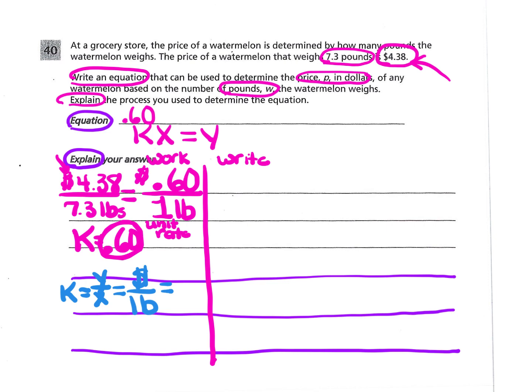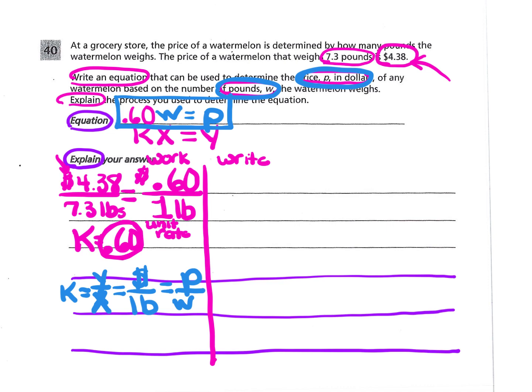But we can't use Y and X. We have to use the letter P for dollars. So wherever there's a Y, we're going to put in the letter P. And wherever there's an X, we're going to use a W right here for the number of pounds. So our official equation is 0.60 times W, each pound, equals P, the price.